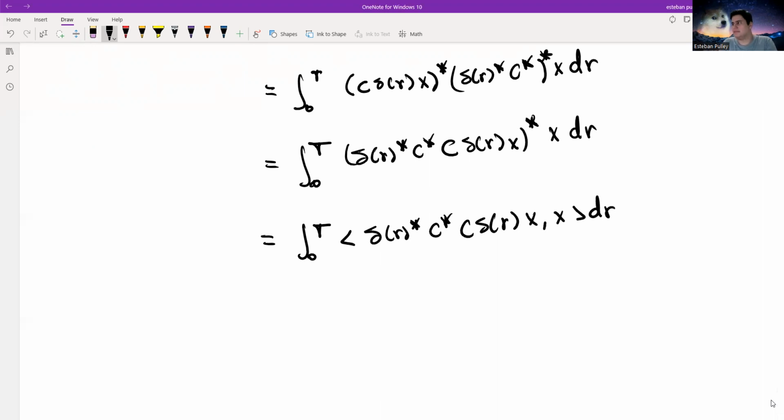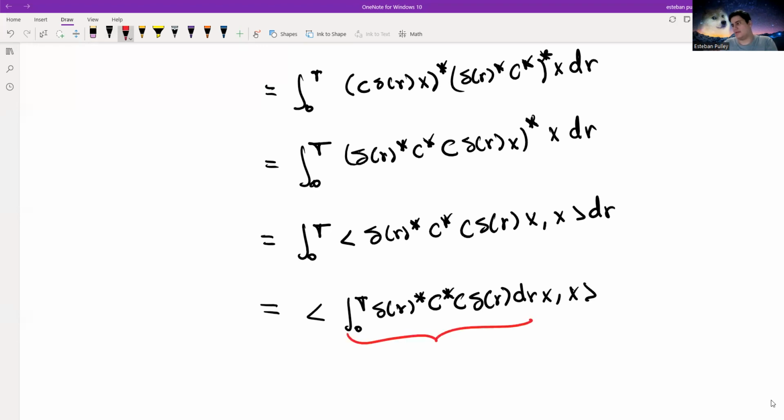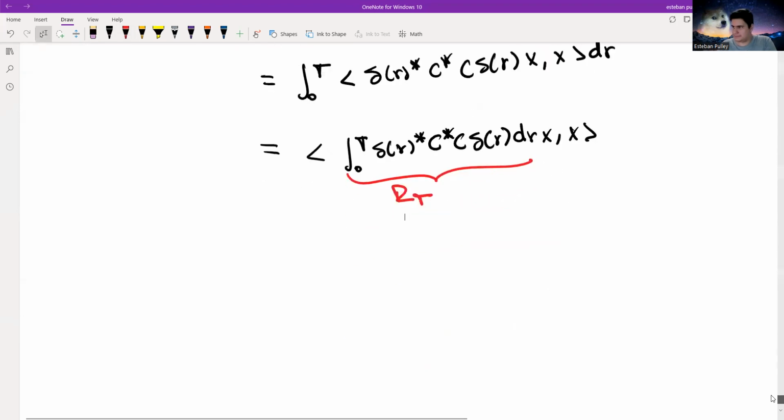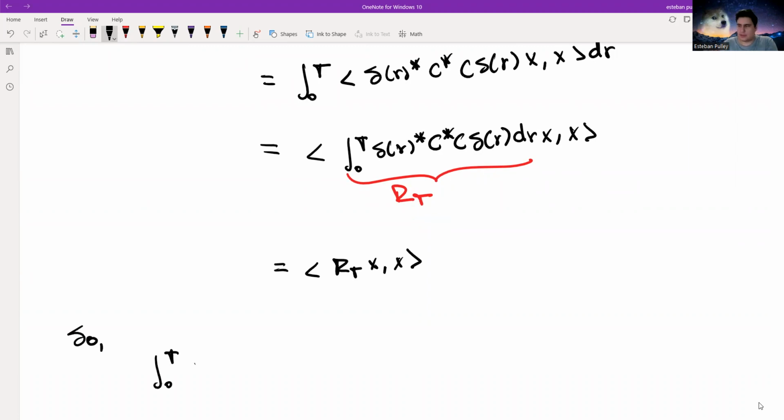And we can enter the integral into the inner product: the integral from 0 to t of Φ(r)ᵀ Cᵀ C Φ(r) dr applied to x, but we have here the observability matrix. Okay. And this is equal to R_T x. So we have the integral from 0 to t of the norm of W(r) squared dr equal to the inner product of R_T x with x. Okay.